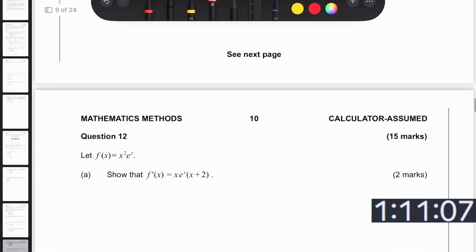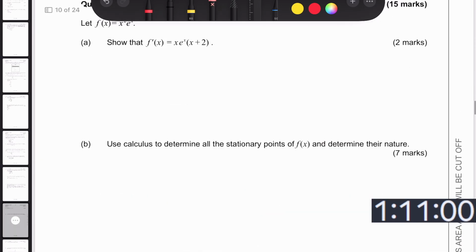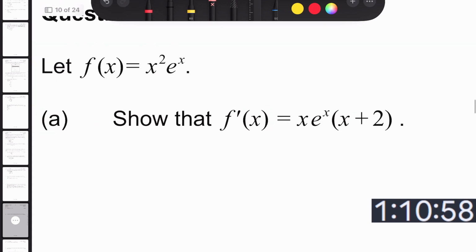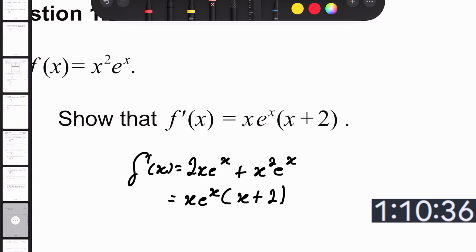Okay, page 10. We are halfway there. f of x equals that. Finally, some calculus. Only took us half the exam. So f dash of x: the derivative of x squared is 2x, times e to the x, plus x squared times the derivative of e to the x, which is just e to the x. So I'm going to pull out a factor of x e to the x, which leaves me with x plus 2. Nice.